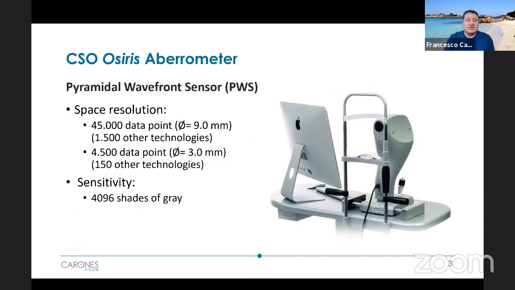I don't want to go into details as regards how the Osiris Aberrometer works, because I feel that it will take too much longer. I just want to point out that this aberrometer has a huge spatial resolution that is not matched by any other aberrometer. At the same time, its sensitivity is so high as to be able to pick really subtle and little changes in the wavefront. And as far as I know, no other aberrometers are able to do the same.